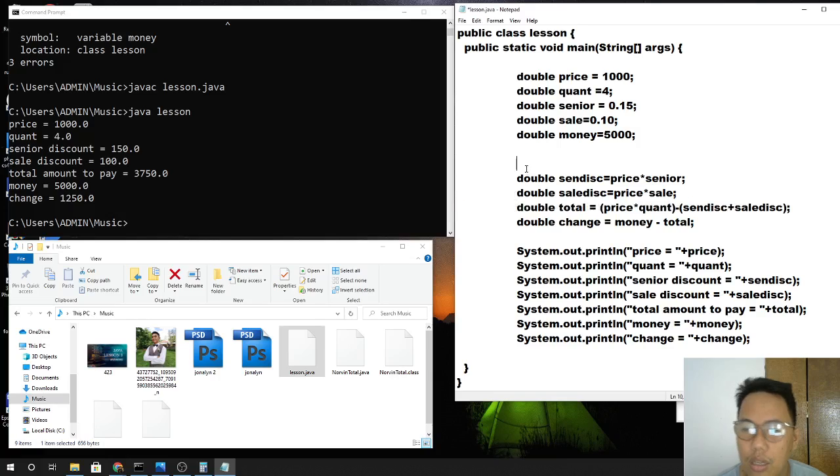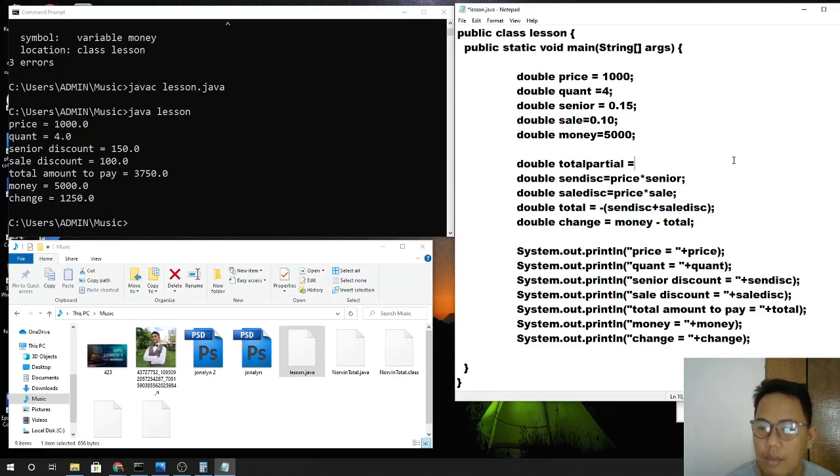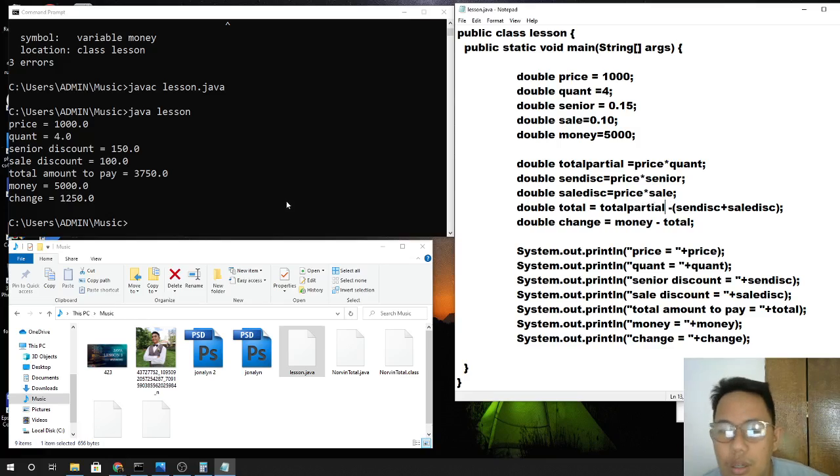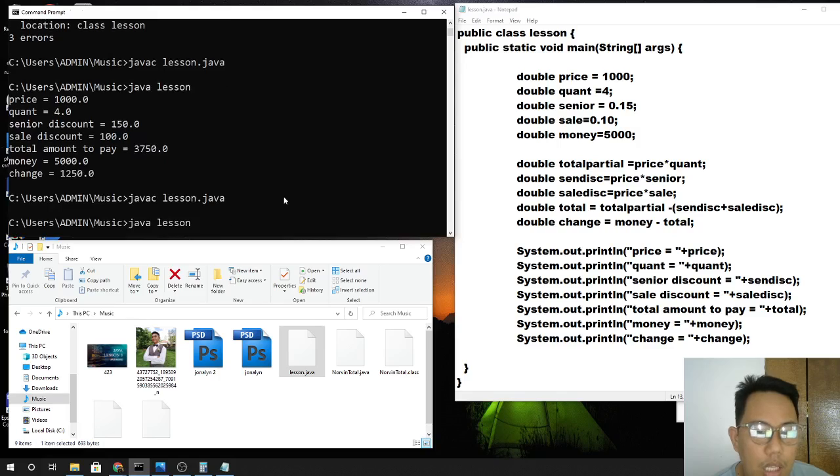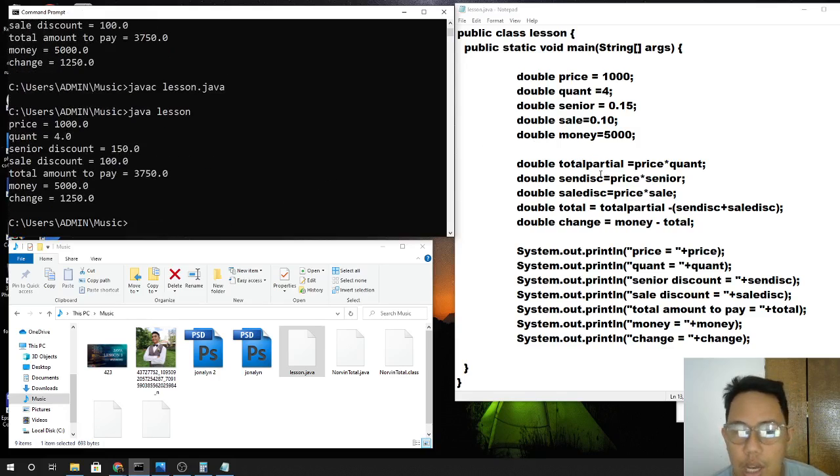Okay. Double totalPartial equals price times quant. By the way, you can enclose it with parentheses. It will not give you an error. Total partial. There. So let's check if it's giving me an error. It's not. So let's try to check.